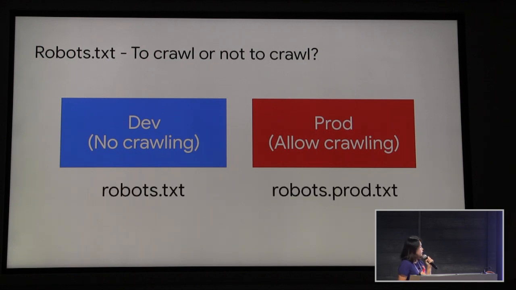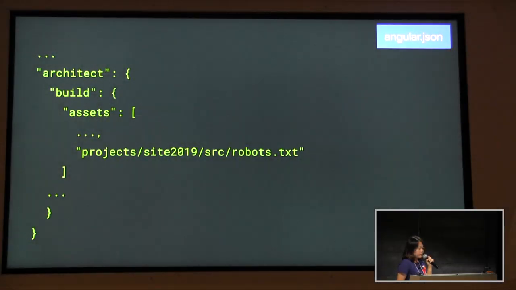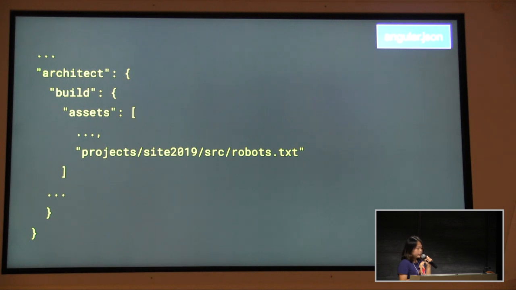So the solution for this is we have two robots.txt files. One we call robots.txt. The other one we call robots.prod.txt. So we put in different configurations here. The next thing that we can do is in angular.json, in the architect, in the build, just put in the robots.txt as the asset.